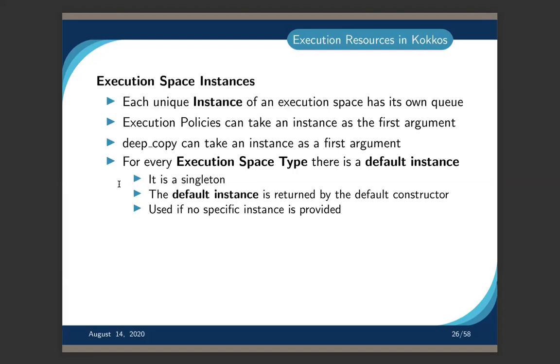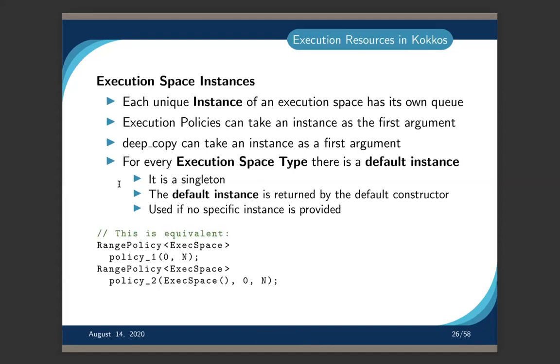Now, we never used any instances. What happened in those cases is that if you don't provide an instance to something like an execution policy, it actually uses the default instance. And the default instance is a singleton, which you get if you default construct an execution space type. So if you default construct an execution space type, you get the default instance back. And that is what happens if you do not specify an instance. So these two things here are equivalent: saying the range policy 0, n, and using the exec space default constructor with 0, n is the same thing.